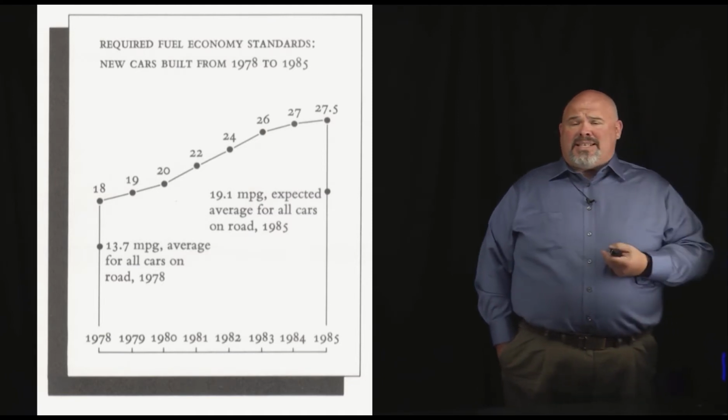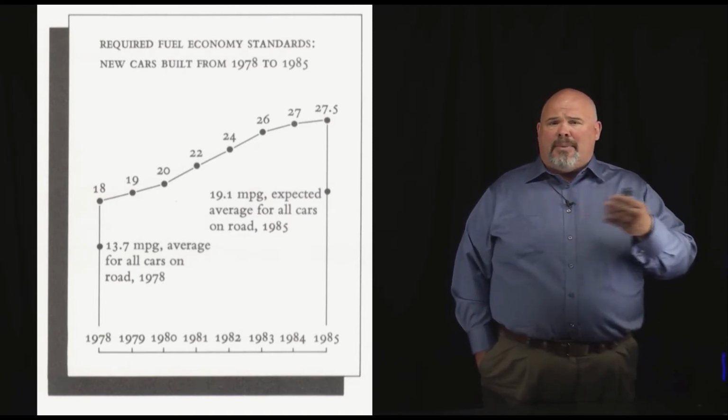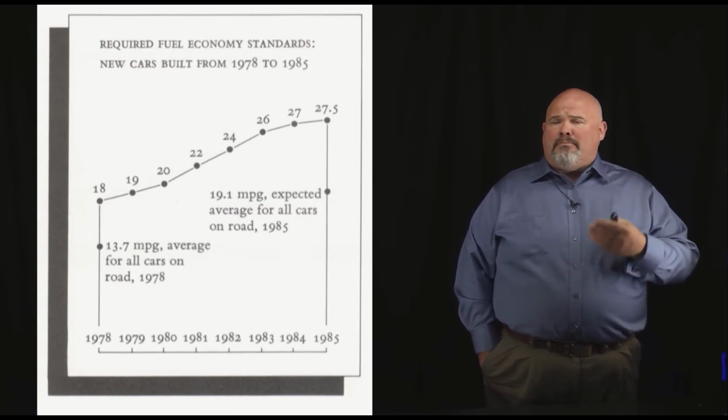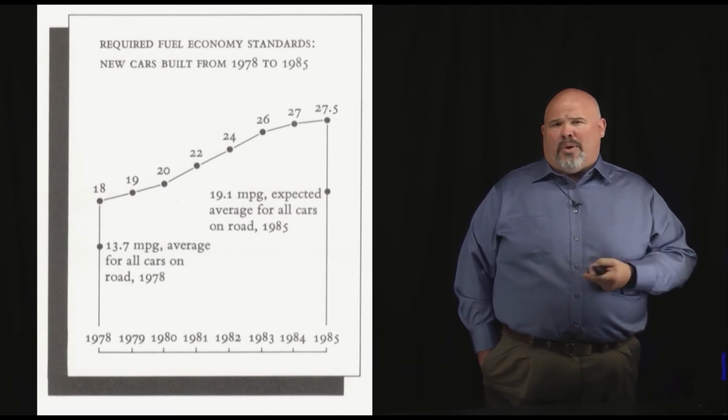We see here how the simpler graph, just the line graph with some annotation, makes it much easier to make a comparison between the number 18 and the number 27.5.